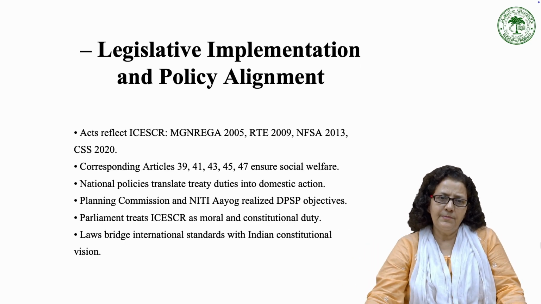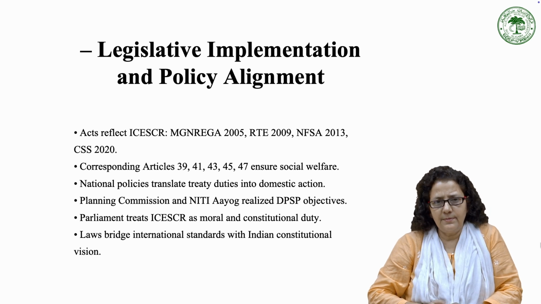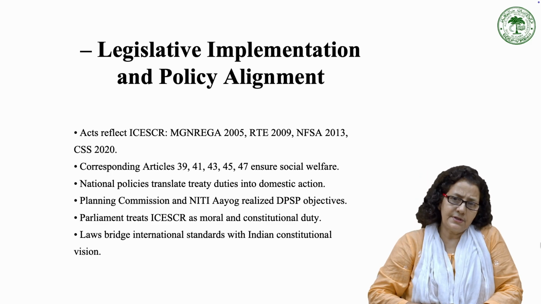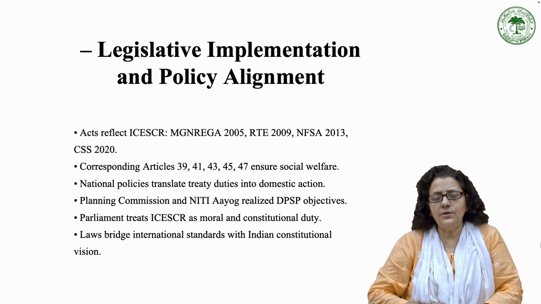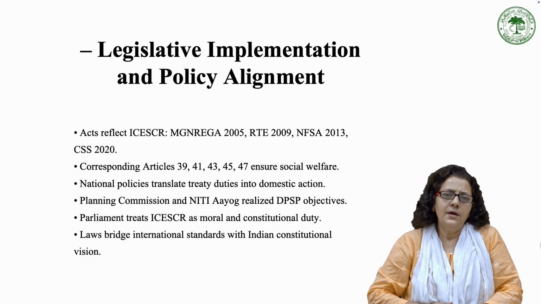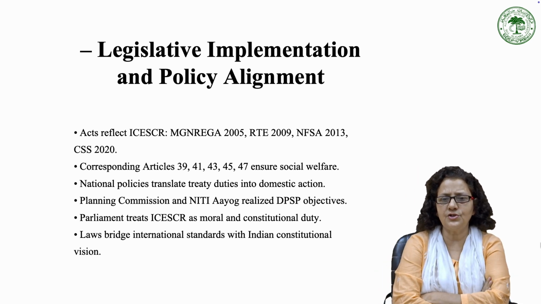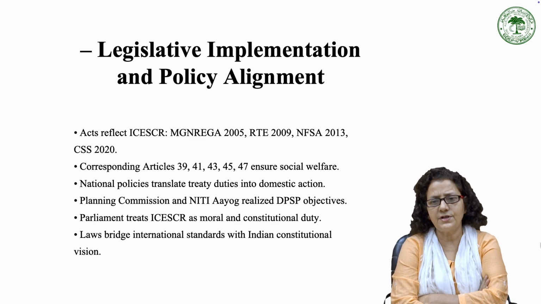Legislative implementation and policy alignment. India's legislative framework demonstrates significant compliance with the Covenant. Statutes like the MGNREGA of 2005, the Right to Education Act (RTE) of 2009, the National Food Security Act 2013, and the Code on Social Security 2020 mirror the rights to work, education, food, and social security guaranteed under the Covenant. These enactments also give effect to Articles 39, 41, 43, 45, and 47 of the Constitution.